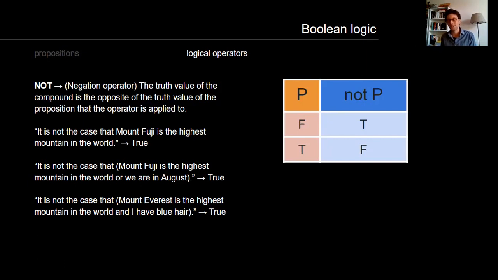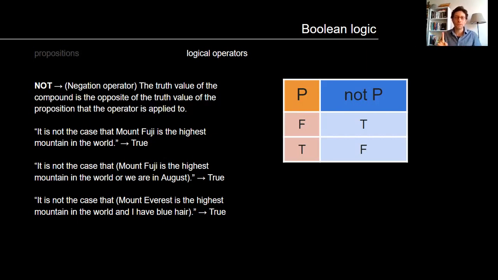This is the negation operator. The truth value of the compound is the opposite of the truth value of the proposition that the operator is applied to. The sentence might be a bit complicated, but let's look at the examples to understand what's explained in the sentence. And the truth table, as you can see, is very simple here because we don't have Q here. The operator NOT is applied to only one proposition. In the previous truth tables, you will remember that both AND and OR are applied to two propositions, P and Q, P or Q.